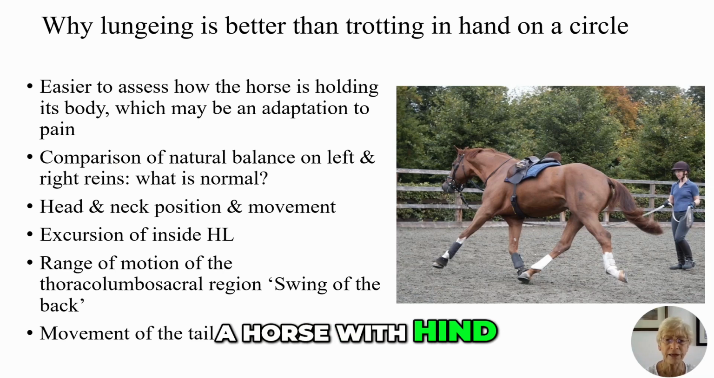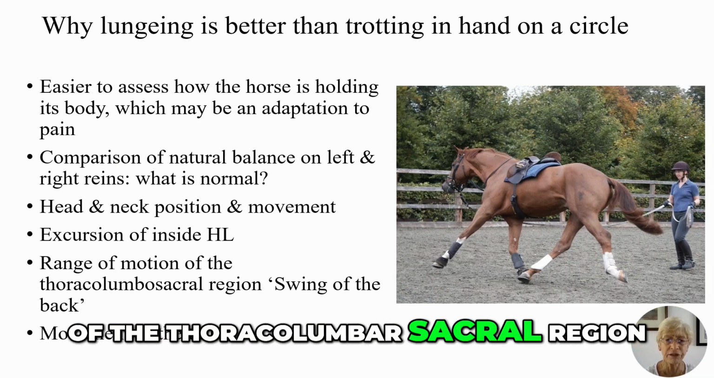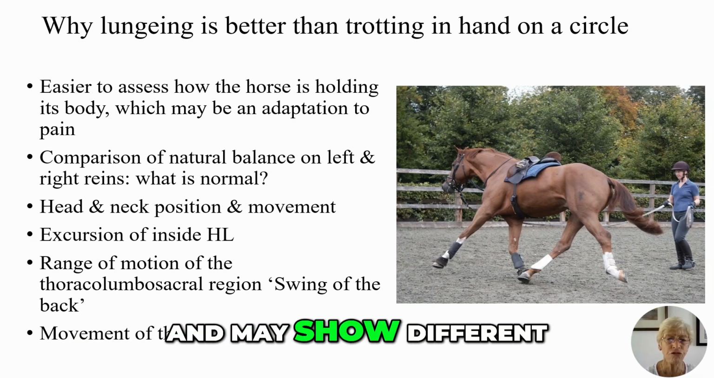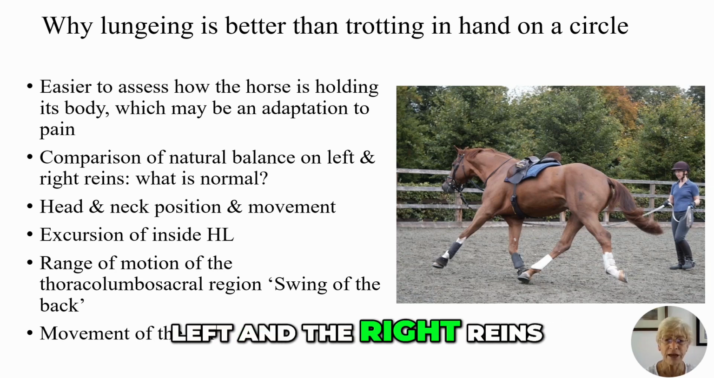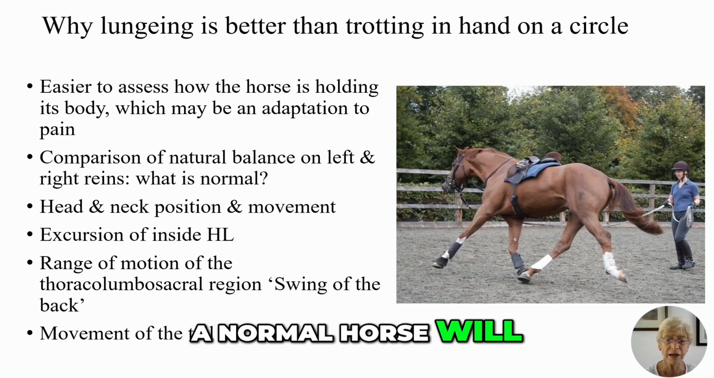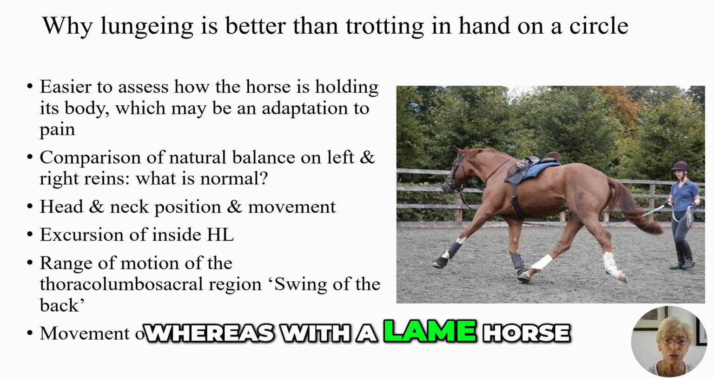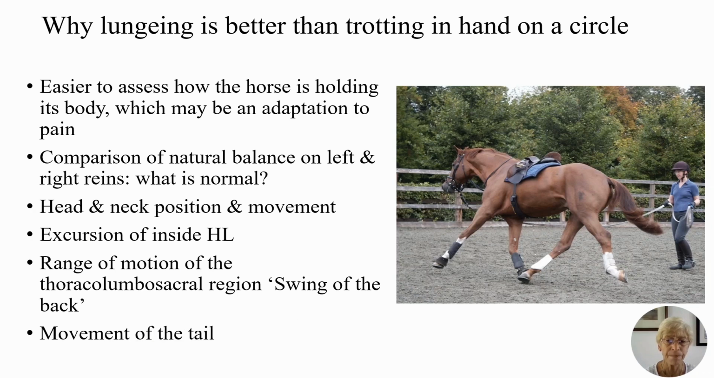Frequently, a horse with hind limb lameness will have reduced range of motion of the thoracolumbar-sacral region, reduced swing of the tail, and may show different trunk lean comparing the left and the right reins. A normal horse will have a symmetrical trunk lean on the left and right reins, whereas with a lame horse, there may be greater trunk lean on one rein compared with another.